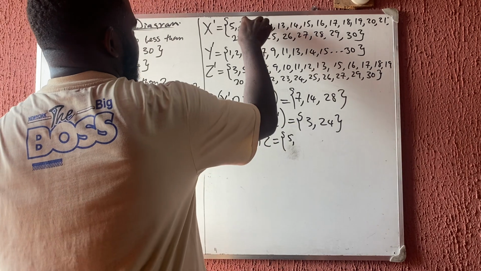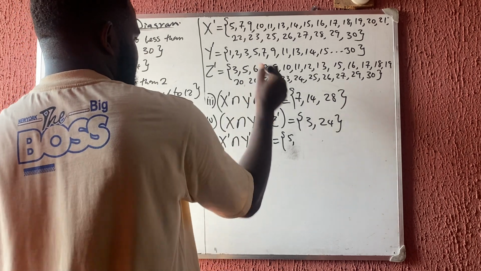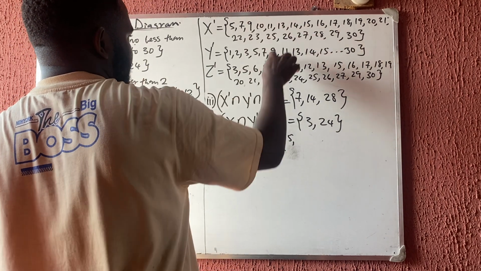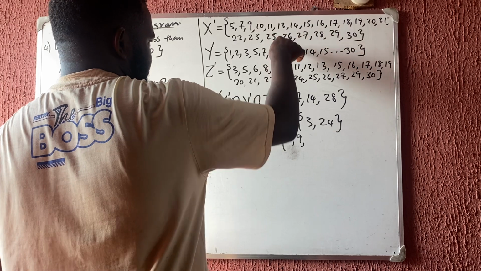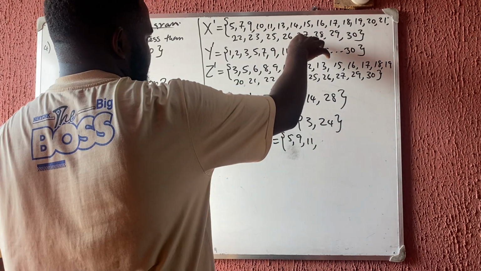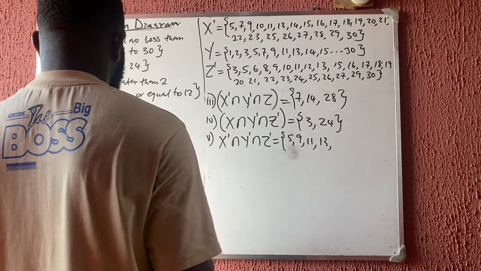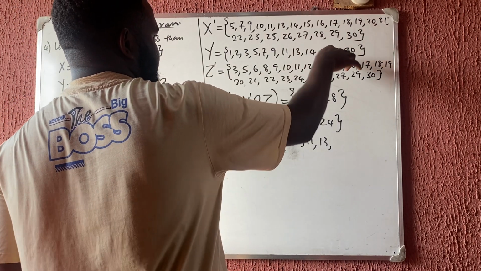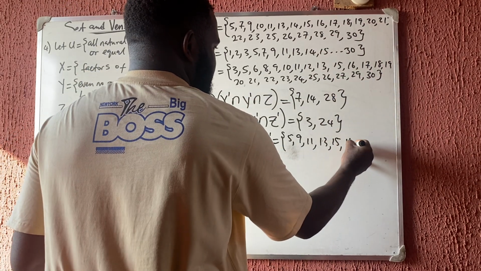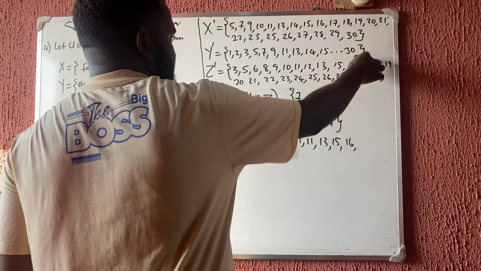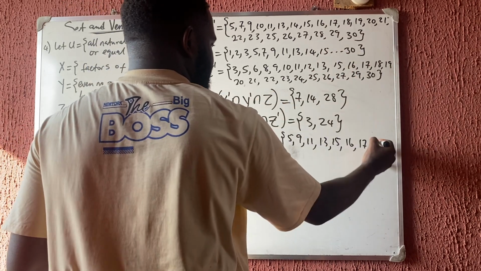So 5. 7. There is no 7 here. 7 is not among. 9 is among. 10. There is no 10 here. 11. 13. 14. There is no 14 here. Okay. 15. 16 is here because of this dot dot dot. 16 is here. 17 is here. 18 is here.